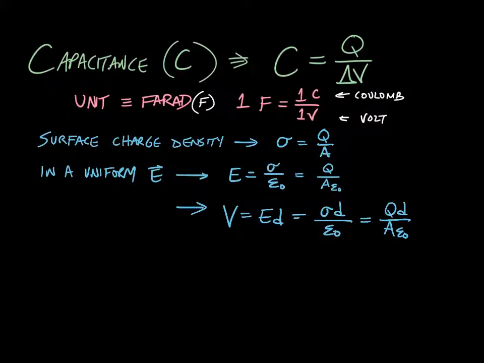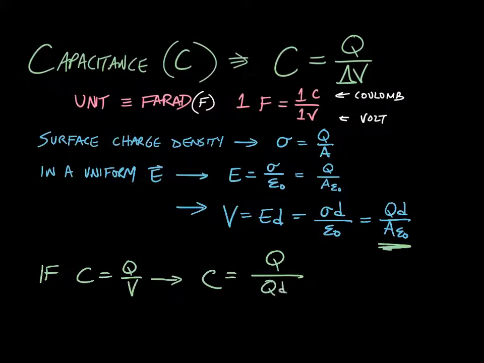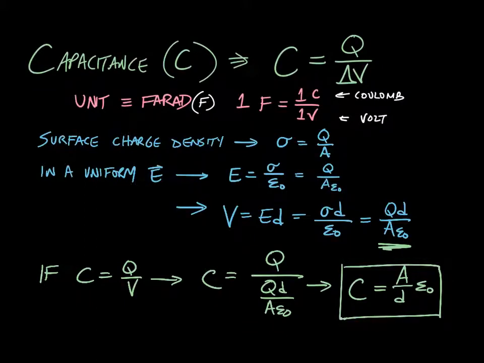Now, if C equals Q per V like we showed above, then that means capacitance would be that charge divided by what we just determined voltage to be. So we have all this QD per A epsilon naught, which means capacitance ends up being dependent only on the geometry of the device.